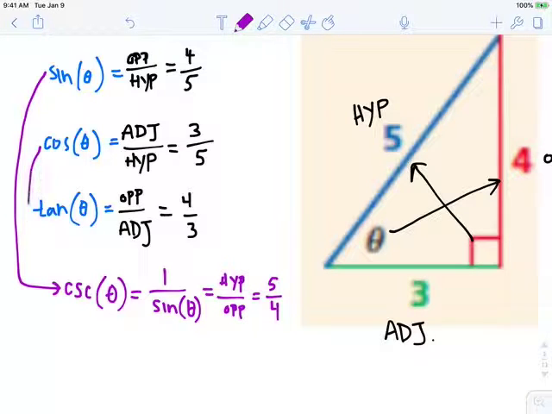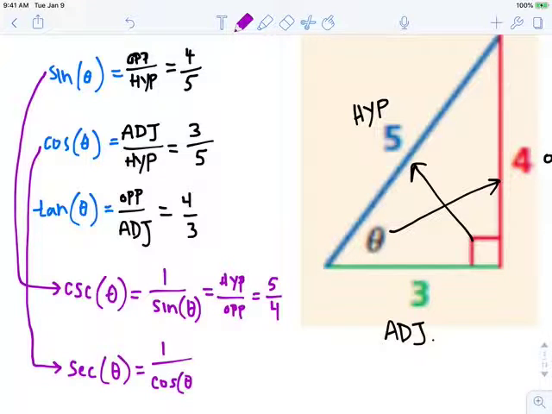Okay, cosine is related to this guy right here, secant. So secant is 1 over cosine. So tell me it's what over what? Hypotenuse over adjacent. So for this triangle, all you have to do is take cosine and then flip it. So that means this one is 5/3.